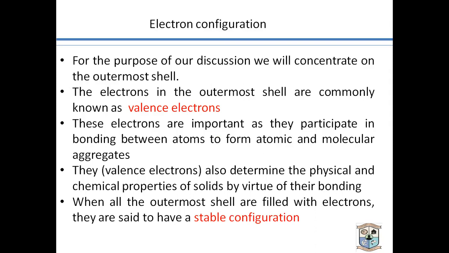When all the outermost shells are filled with electrons, they are said to have a stable configuration. An example of elements that have stable configurations are the inert elements from our periodic table. For example, argon. Argon is said to have a stable configuration because its outermost shell is filled with electrons. There's no more space for anything, therefore it's more stable, and it's also chemically stable as a result. Rarely does it go into reaction with other elements.